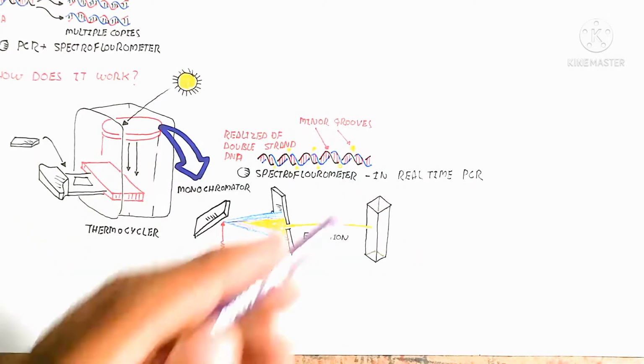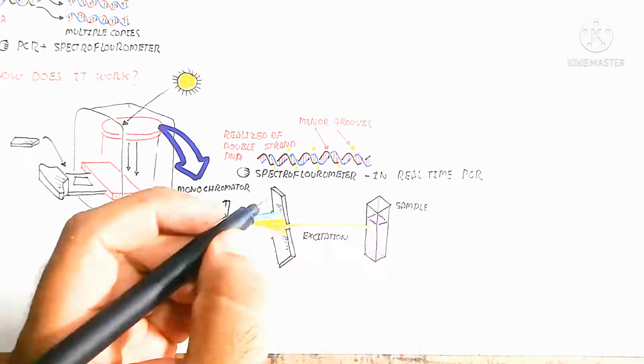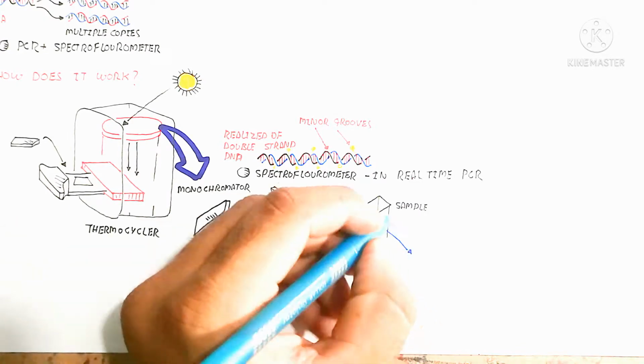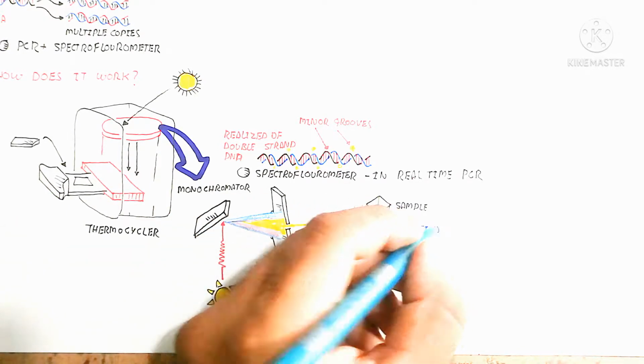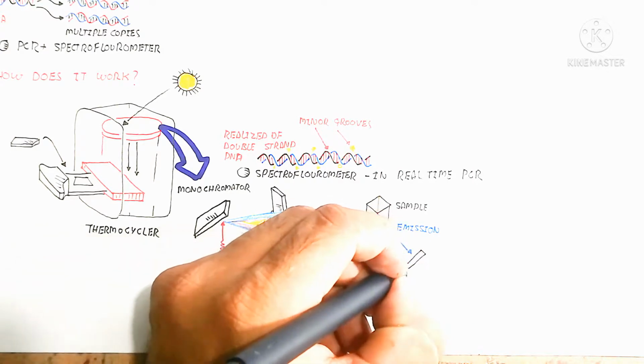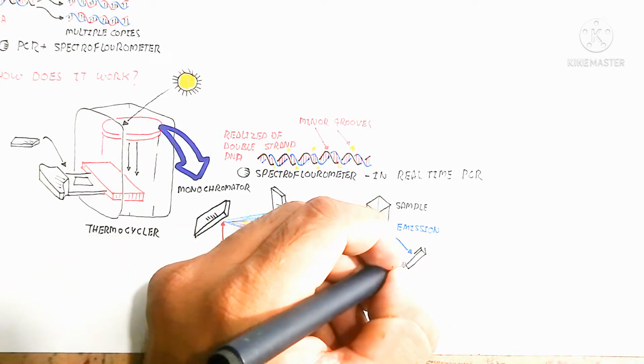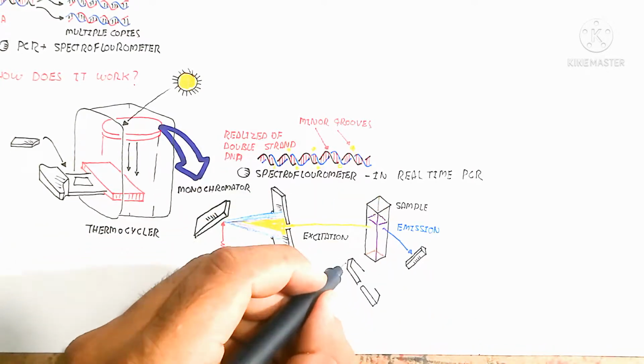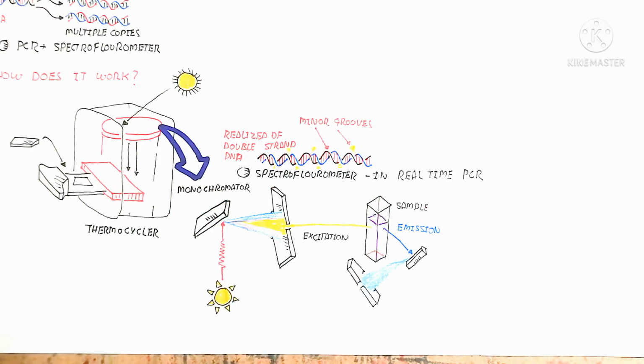spectrofluorophore. This spectrofluorophore is different, and we will discuss that also, but first of all we will discuss the mechanism. Here is the excitation of the light, and the monochromator basically allows one beam of light to move.